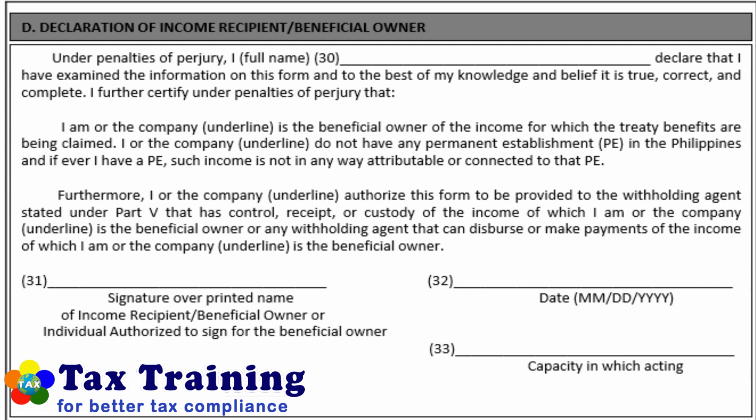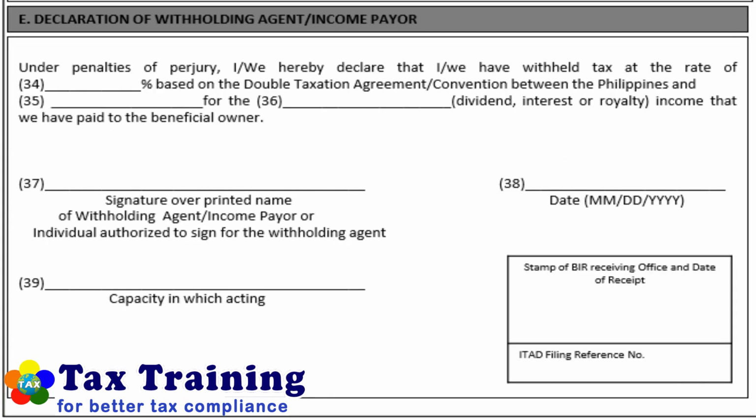Furthermore, I or the company authorize this form to be provided to the withholding agent stated under paragraph 5 that has control, receipt, or custody of the income of which I am or the company is the beneficial owner, or any withholding agent that can disburse or make payments of the income of which I am or the company is the beneficial owner. Signature over printed name of income recipient, beneficial owner, or individual authorized to sign for the beneficial owner. And then put the date, month, date, and year, and the capacity in which acting, or the position. No? Declaration of withholding agent or income payer.